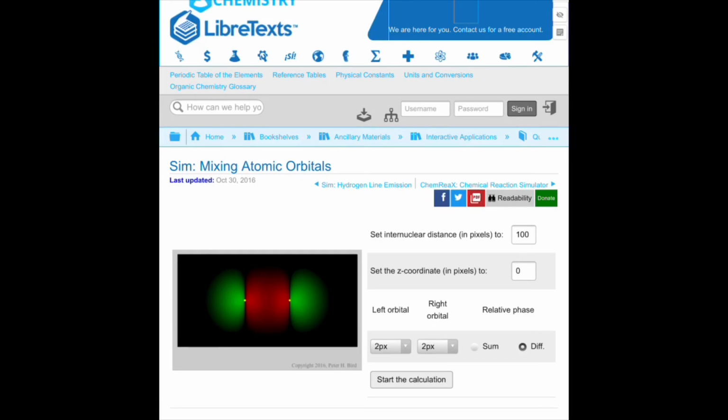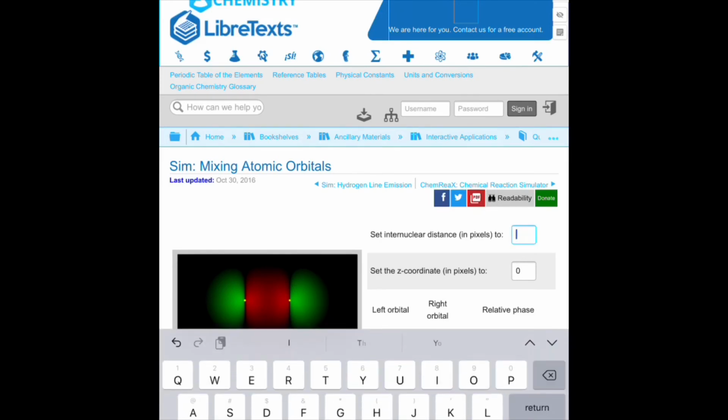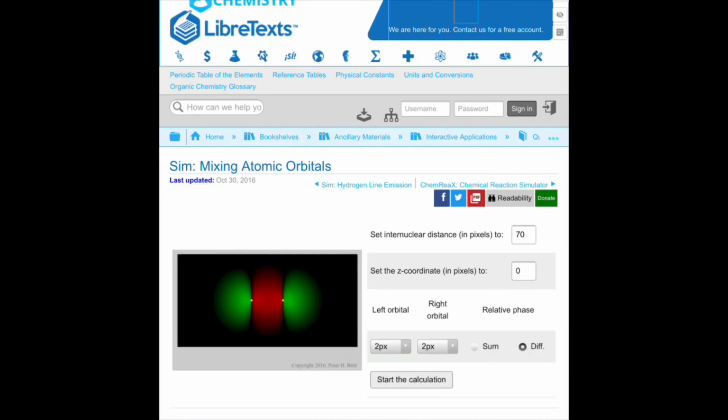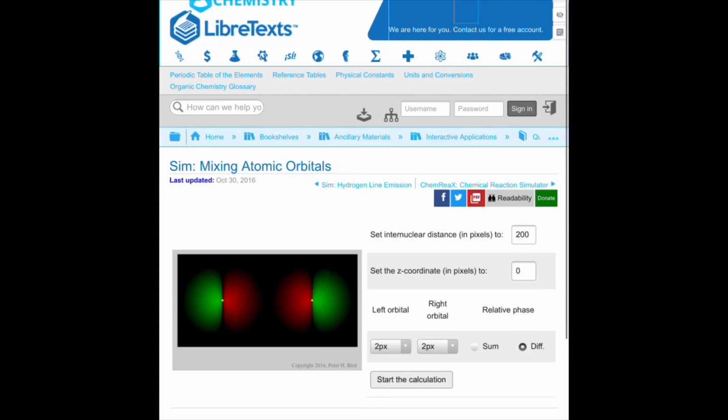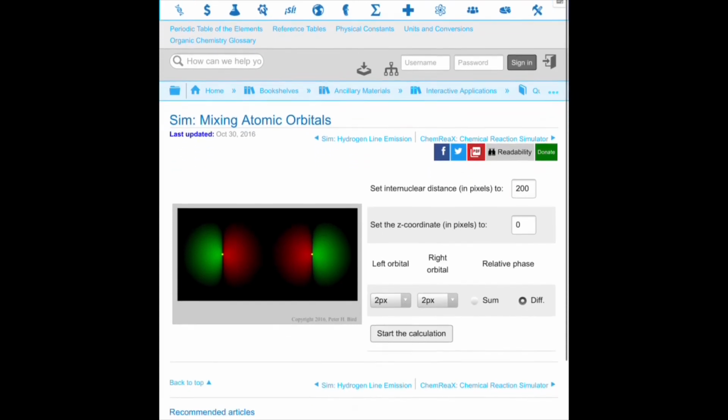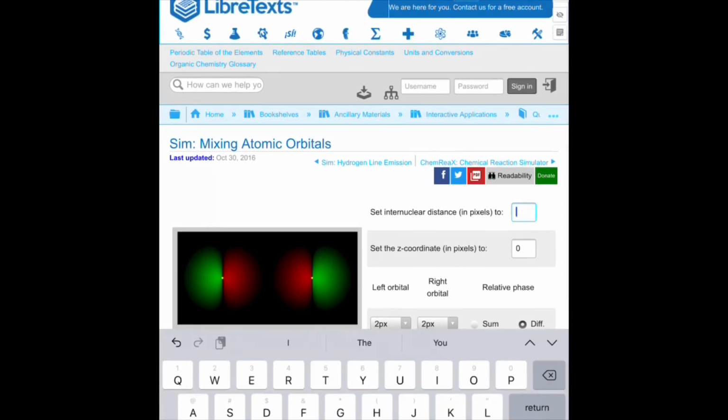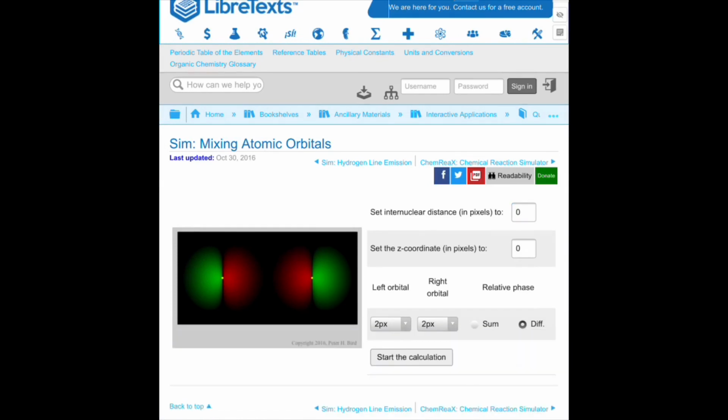You see it? These are bigger, so they don't have to get as close to each other to start doing the overlap. Here we'll put this at like 70. See? That's a pretty good overlap. You know, 200 would not be an overlap. See, not overlapping. And 0 would be nothing.